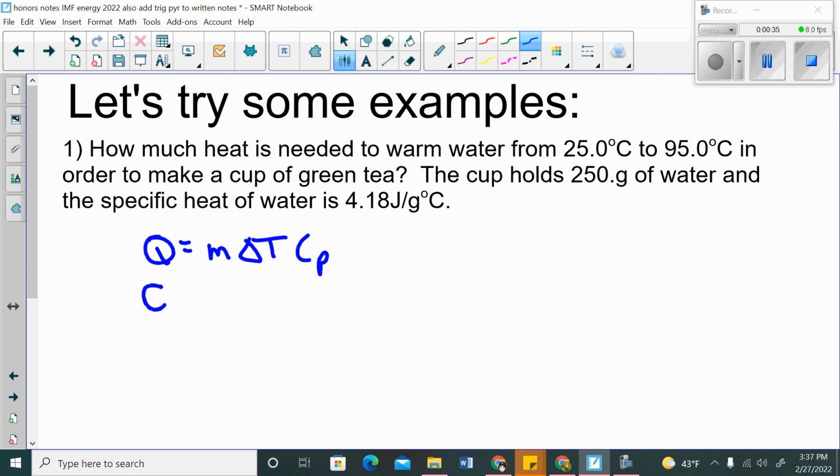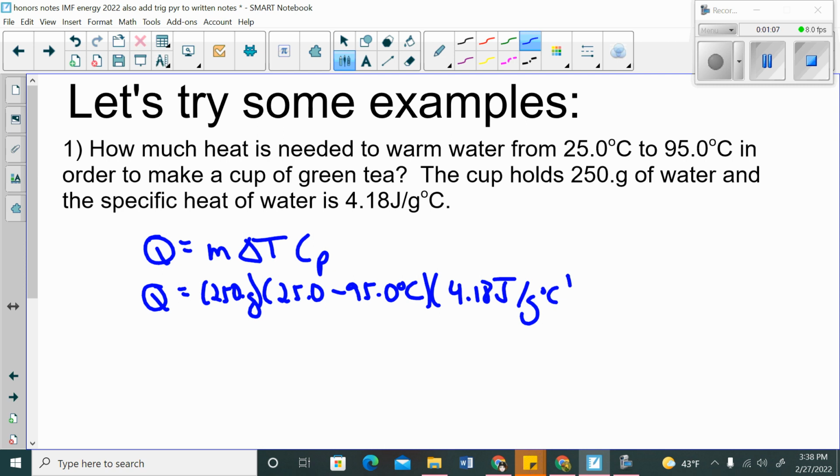So we're trying to find Q, the heat needed to warm, and here we have our delta T. It was at 25 degrees Celsius, and it was raised to 95 degrees Celsius because it was heated up. The cup holds 250 grams of water, so that's our mass. And since this is water, you need the specific heat of water, which is 4.18 joules per gram degrees Celsius.